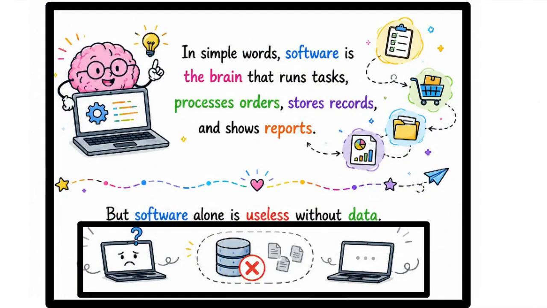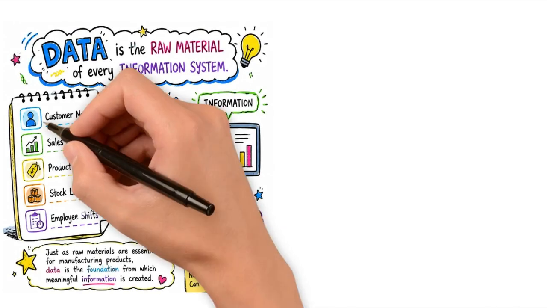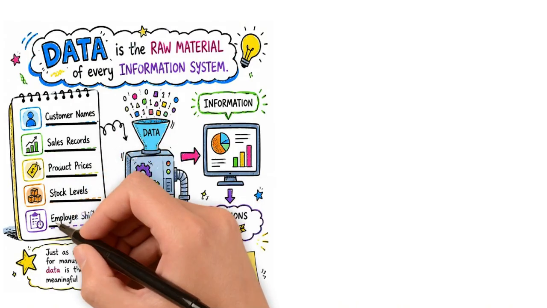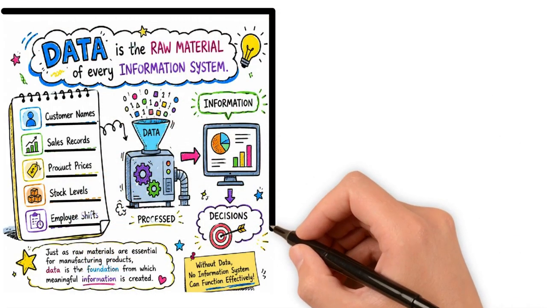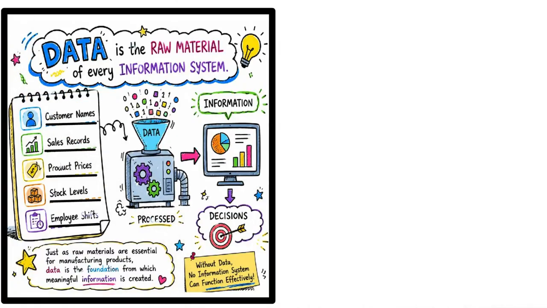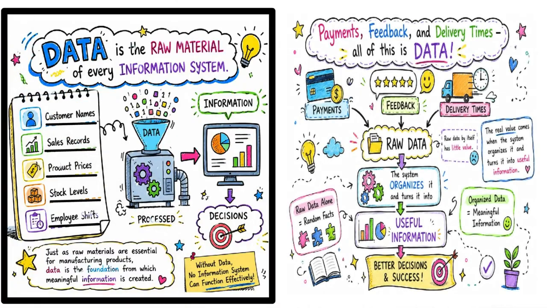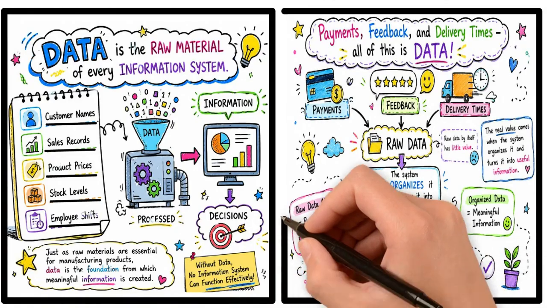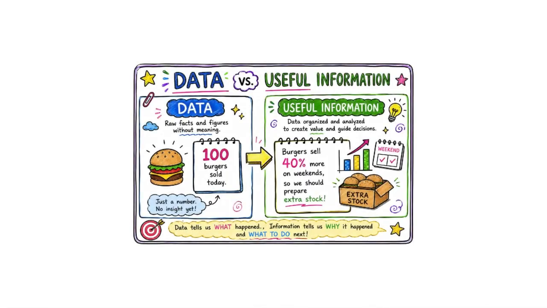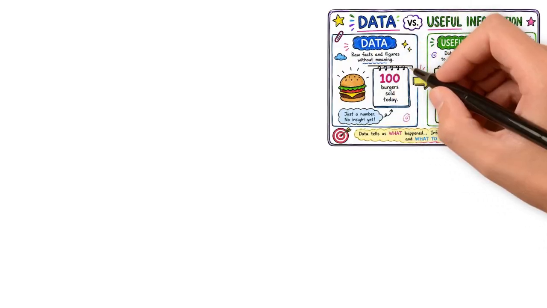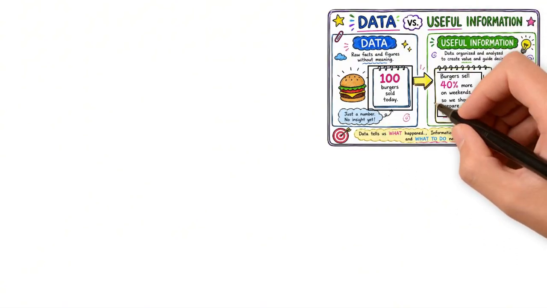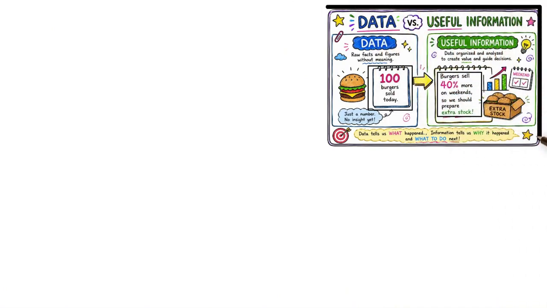Data is the raw material of every information system. Customer names, sales records, product prices, stock levels, employee shifts, payments, feedback, and delivery times, all of this is data. But raw data by itself has little value. The real value comes when the system organizes it and turns it into useful information. For example, 100 burgers sold today is data, but burgers sell 40% more on weekends. So we should prepare extra stock, that is useful information.